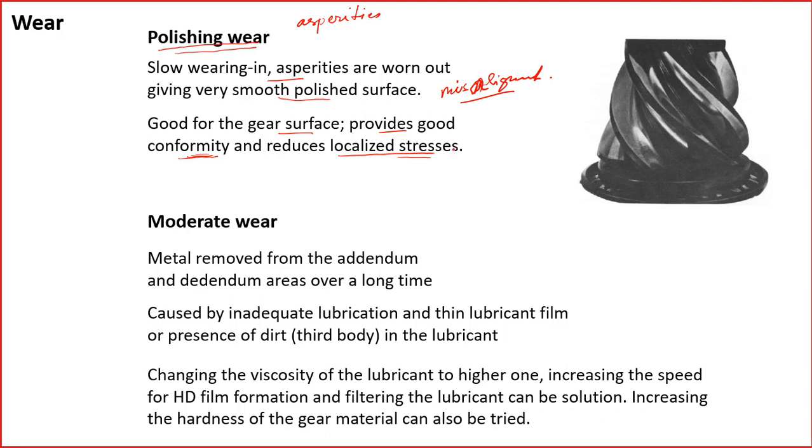So polishing wear is not bad, but initially it will take place and it will lead to very shiny, smooth surfaces. The second part is moderate wear. So metal is removed from the addendum and dedendum areas over a long time, so it takes some time. This is not a sudden wear or catastrophic wear. It is a slow wearing process over a period of time.